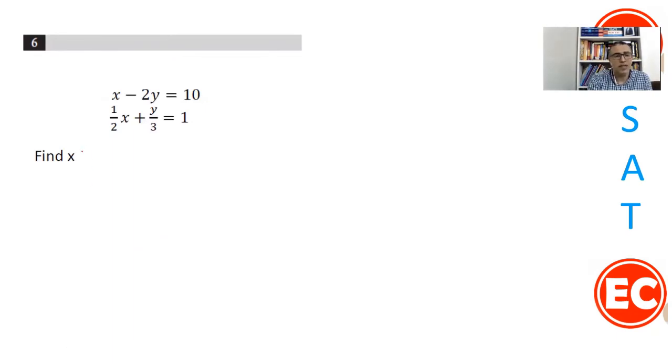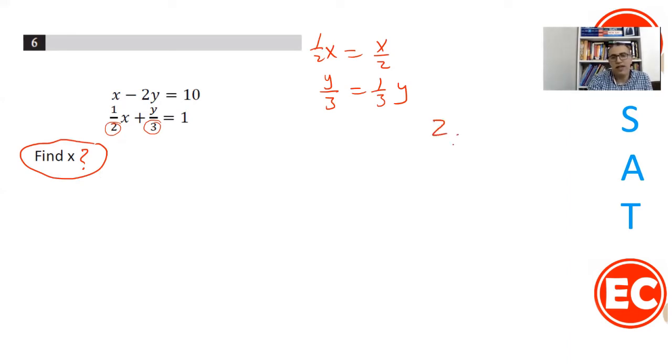Another example, as we can see in example 6, he is using fractions while solving. Notice that half x can be written as x over 2, and y over 3 can be written as a third of y. You have the denominators 3 and 2. What is the lowest common multiple of 2 and 3? You will notice that the lowest common multiple of 2 and 3 is 6, because 6 is divisible by 2 and 3. So I will multiply the whole equation first by 6.